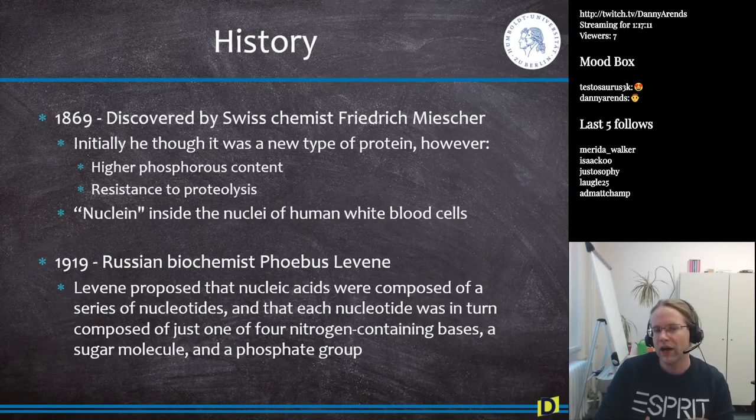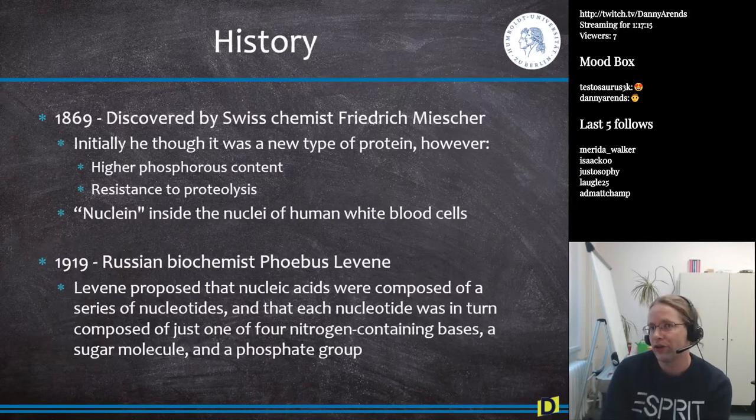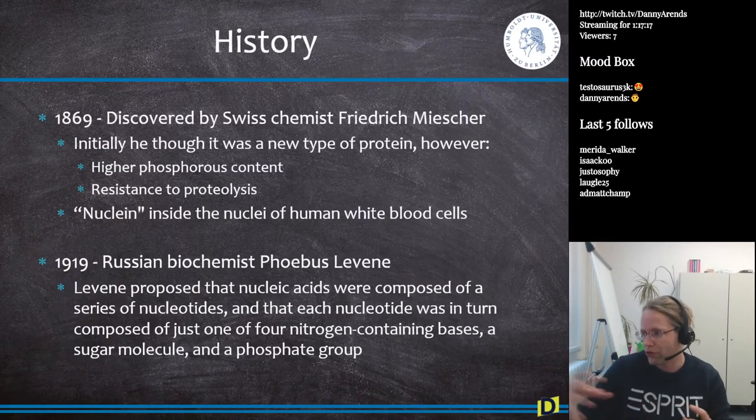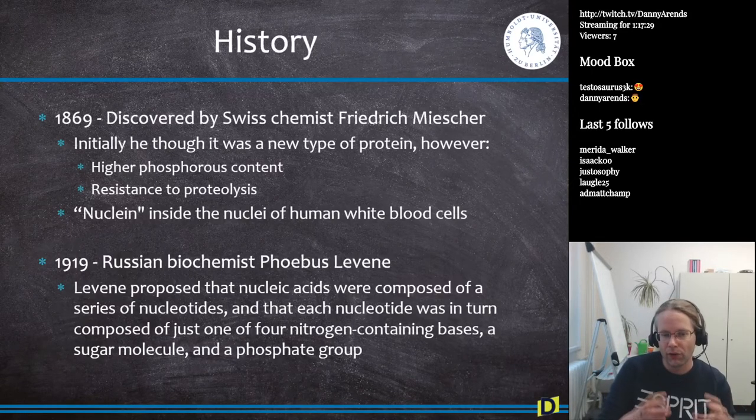And what they figured out is that it was similar to proteins, right? Because proteins come in 20-odd different amino acids, which are strung together. And they found out that the nuclein was actually composed of more or less four different substances, and that these four different substances all contained a sugar molecule and a phosphate group. So that's the next step in the discovery of DNA.